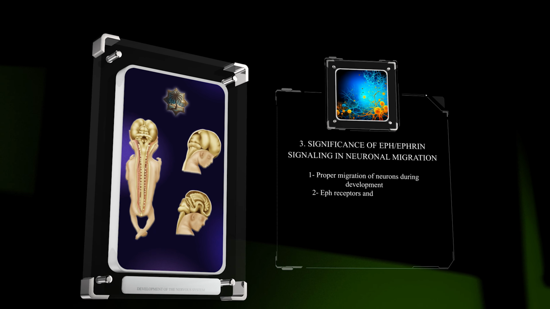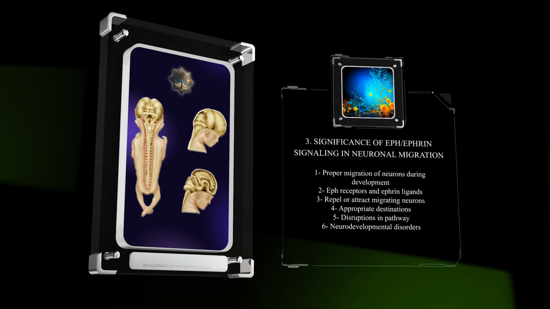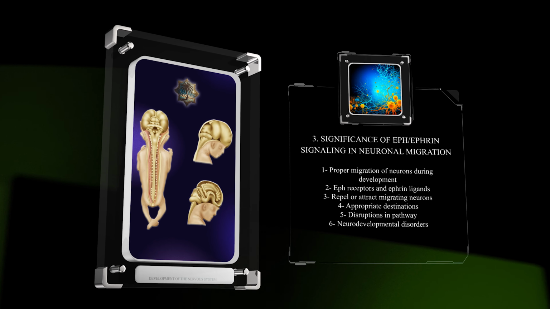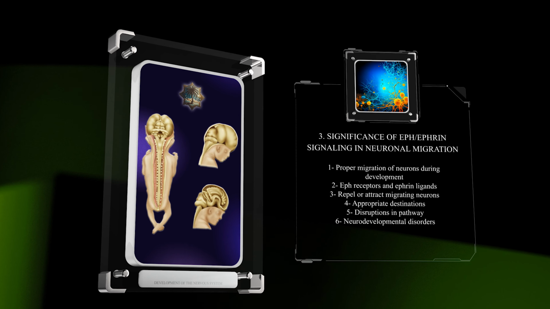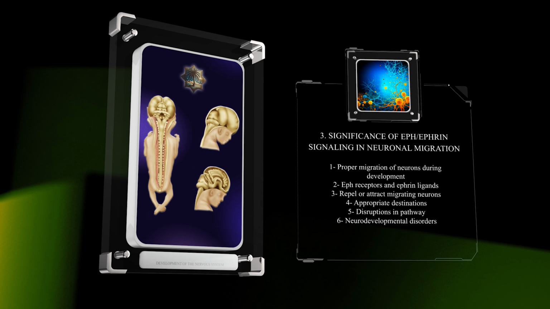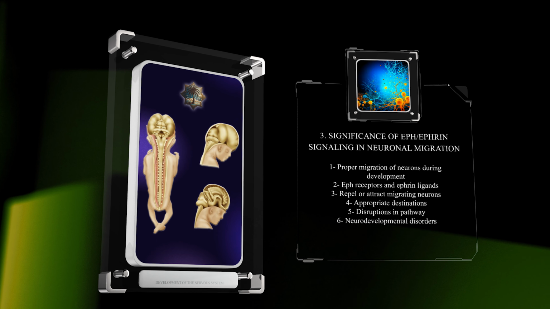Proper migration of neurons during development is guided by Eph receptors and ephrin ligands. Their interactions can repel or attract migrating neurons, ensuring they reach their appropriate destinations. Disruptions in this pathway can lead to neurodevelopmental disorders.